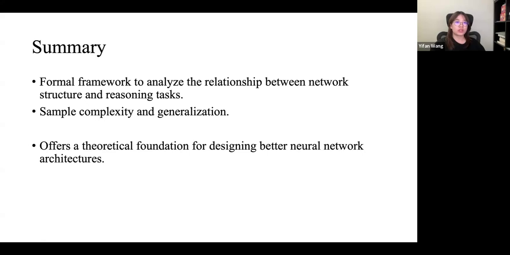So to summarize, this work introduces algorithm alignment as a framework to analyze the relationship between reasoning tasks and network structures. It demonstrates that task-specific architectures, such as graph neural networks for relational reasoning and NES for NP-hard problems, significantly outperform other generic designs. This study also provides both theoretical and practical insights for designing neural networks that are better suited for complex reasoning tasks. Okay, that is all for my presentation.